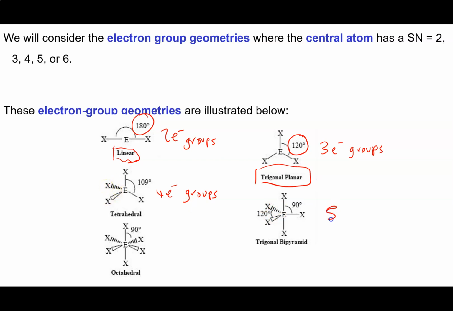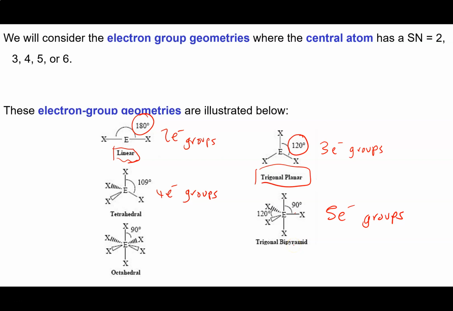When we have 5 electron groups, those electron groups are going to be organized in what we call the trigonal bipyramid arrangement. We have our central atom with 1 electron group directed above it, 1 electron group directed below it with 180 degrees between them. And then at 90 degrees, all in a plane, sort of bisecting the angle between those 2 electron groups, is a set of 3 electron groups, all in the same plane, that have a 120 degree angle between them.